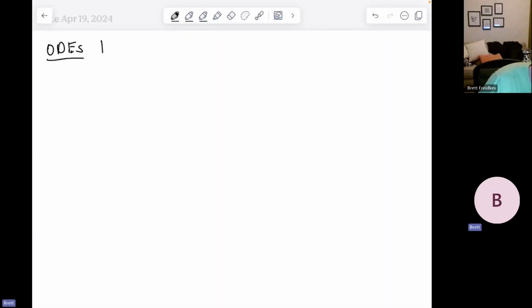Let's talk about differential equations, specifically how to solve them exactly. The general idea is that if I give you some sort of differential equation, I'll do the one from the notes to match note set 25.